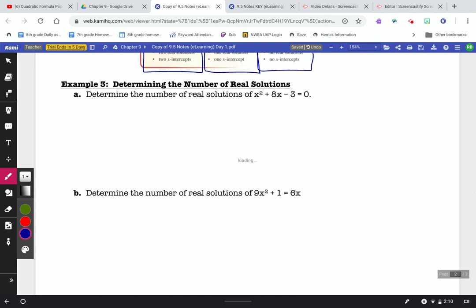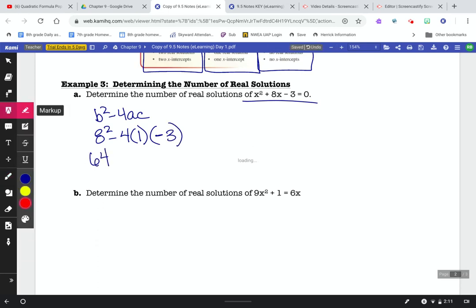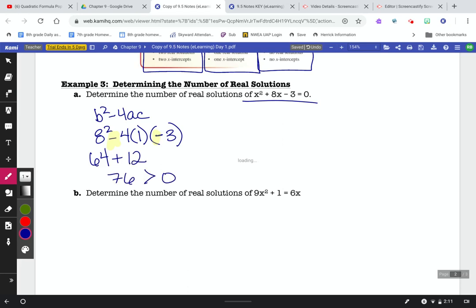If it asks you to just determine the number of real solutions, it doesn't want to know what they are. They just want to know how many there are. You just use b squared minus 4ac. So our b is 8. So 8 squared minus 4 times our a in this equation right here is 1. And our c is negative 3. So we have 64, and then minus the negative will give us an addition sign. 4 times 1 is 4, times 3 is 12. So we get 76, which is greater than 0, telling us that there are two real solutions.